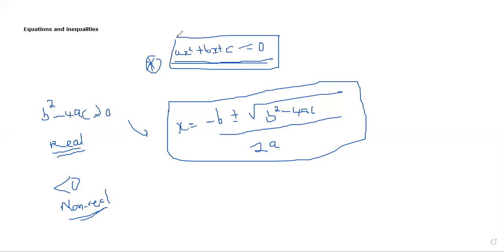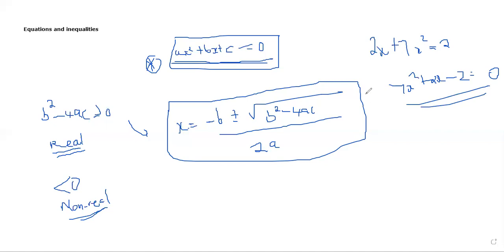So always, when they give you a trinomial, you must write it in the standard form, right? If they give you something like 2x plus 7x squared equals 2, you must first write this in standard form. So you write it in this form: 7x squared plus 2x, then you take this 2 to that side, minus 2 is equal to 0. From here, you can substitute, because all that we want from this is the value of a, the value of b, and the value of c.